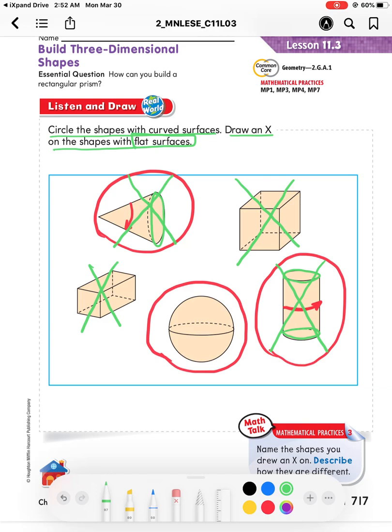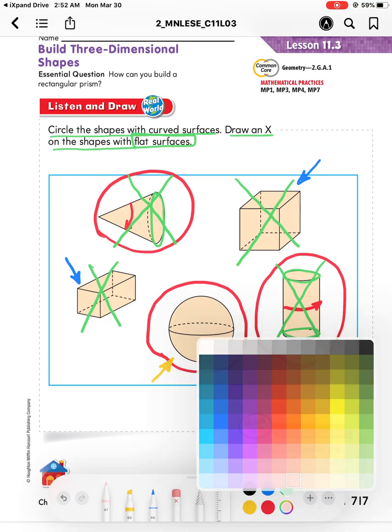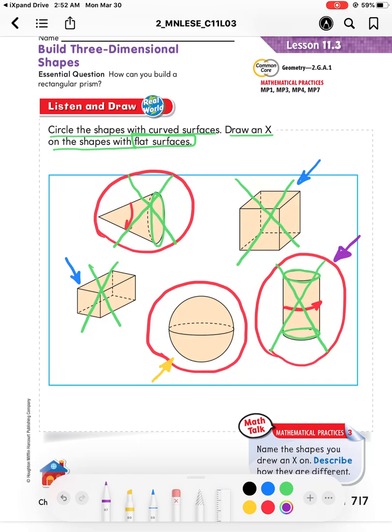Now, as you have seen from this exercise, some shapes have only flat surface, like the cube and the rectangular prism. Other shapes have only curved surface, like the sphere here. It has only curved surface. While the cylinder has curved and flat surfaces. And the same for the cone. It has flat surface and curved surface.